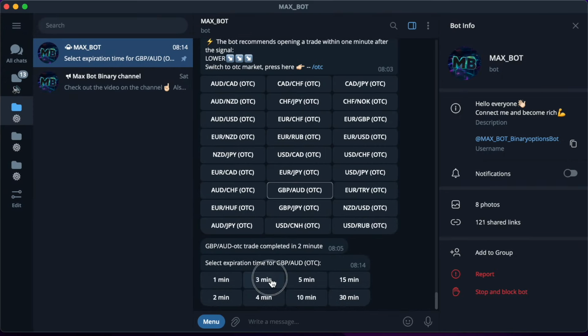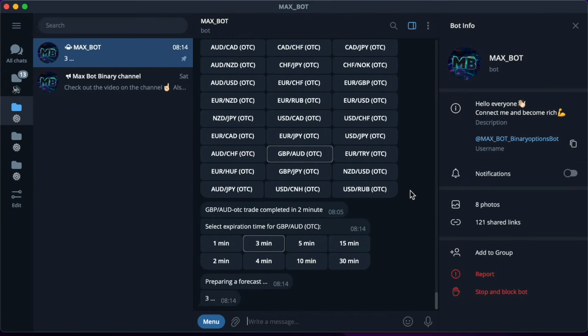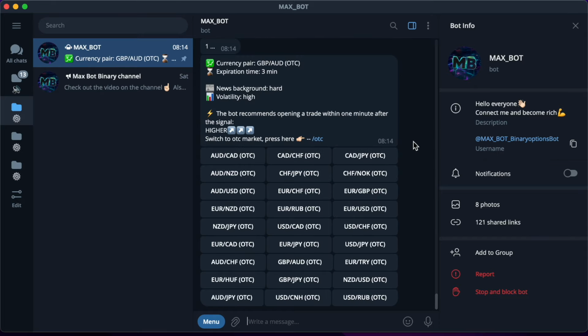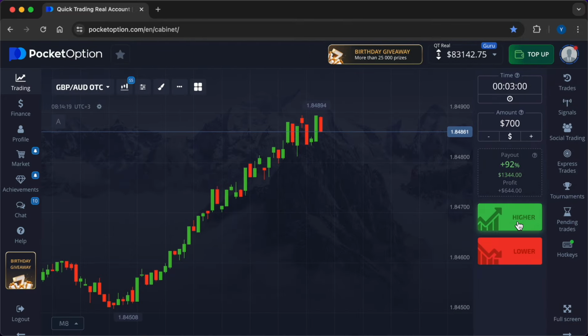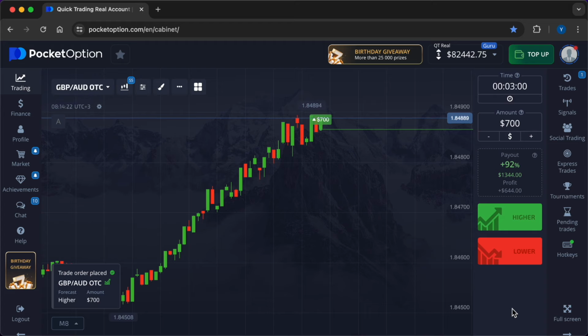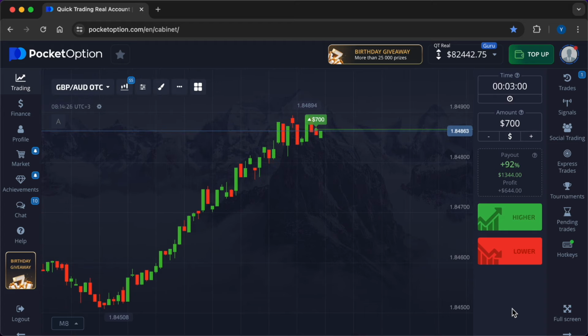Neural networks quickly scan the market and artificial intelligence gives a prediction. Higher. And while the trade is going on, I want to talk to you about the psychology of trading. How to cope with emotional stress.